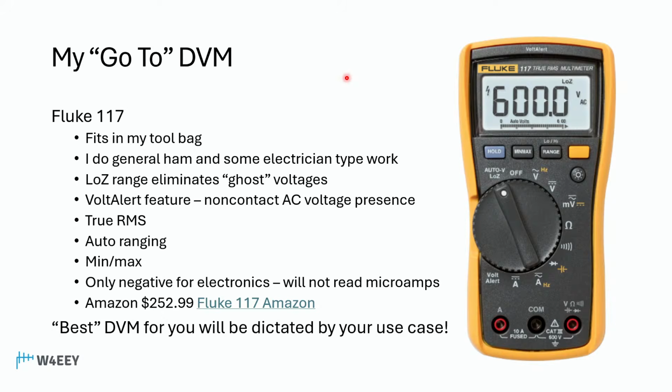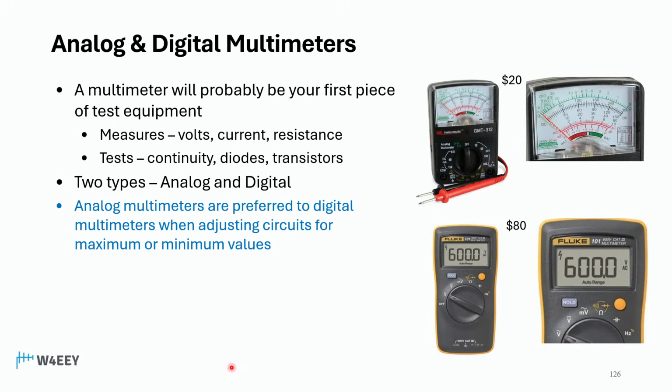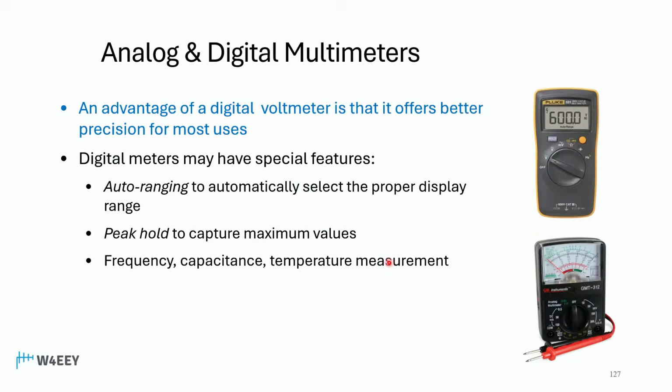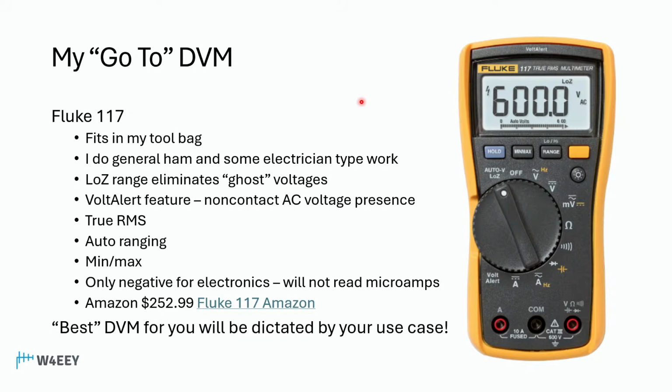Now, I've got a go-to DVM that I use. It's the Fluke 117. And I just put this in here in case you've got this much money to spend. As I said here, your very first meter can be one that's very inexpensive, and that will probably meet most of your needs in the beginning days. The reason this has become my go-to is because it very nicely fits my tool bag, and I do some electrician type work, so this has some features optimized for that, like a non-contact voltage sensor, and something called a low Z AC voltage, which eliminates ghost voltages.